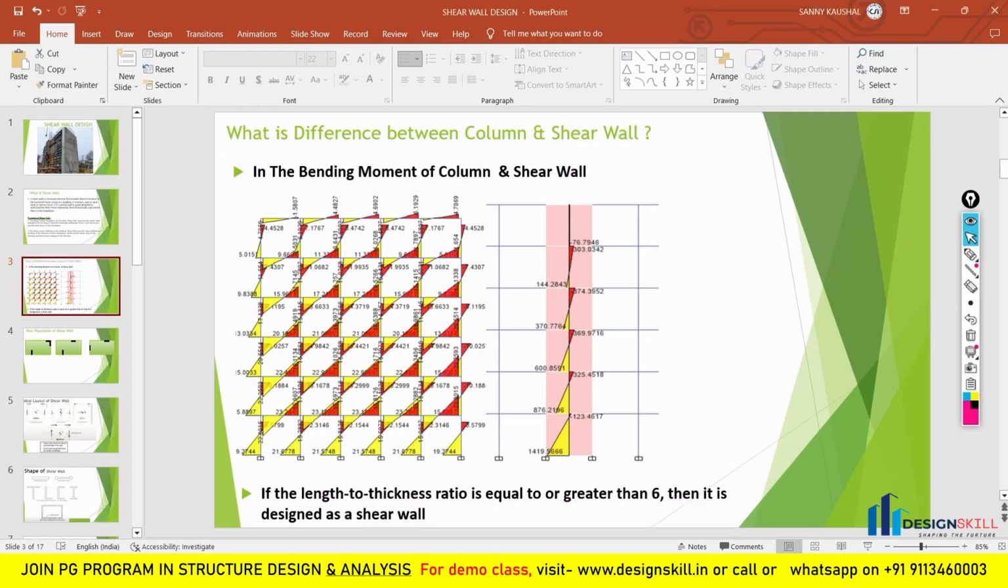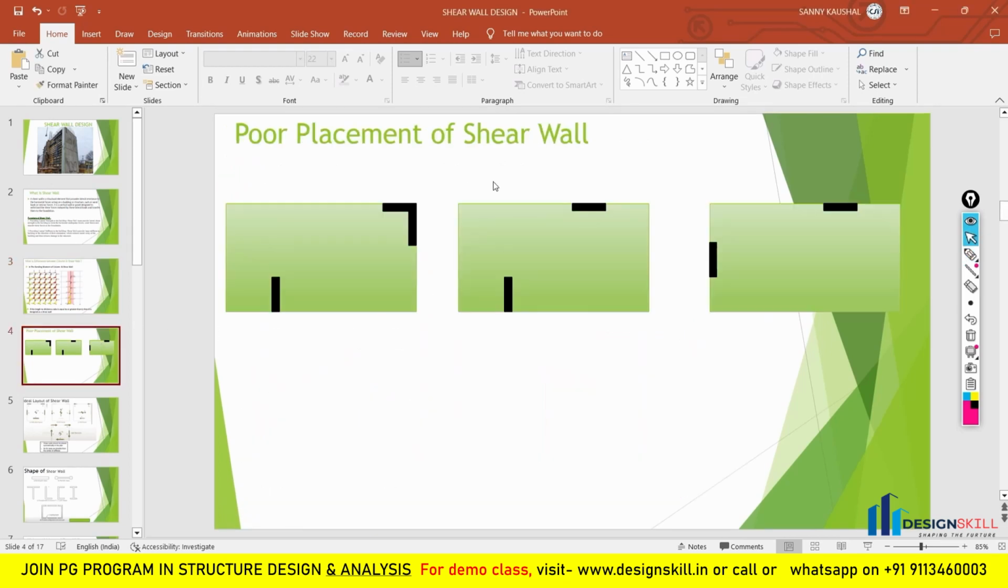Now let us come to the next part, which is the poor placement of the shear wall. While placing the shear wall in the building, we have to follow some guidelines. Don't blindly put the shear wall in the building. If you do, your building will get torsion. So avoid placing your shear wall in poor directions. Now let us take some examples where you have to avoid the poor placement of the shear wall in your building. There is some logic behind putting the shear wall in the building.